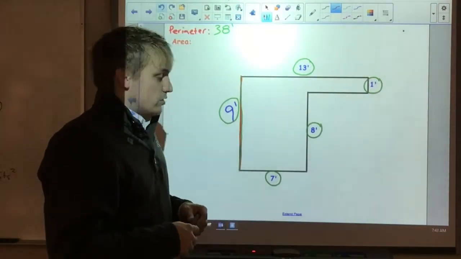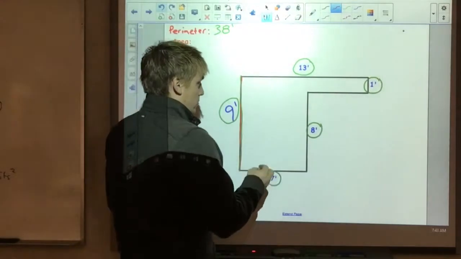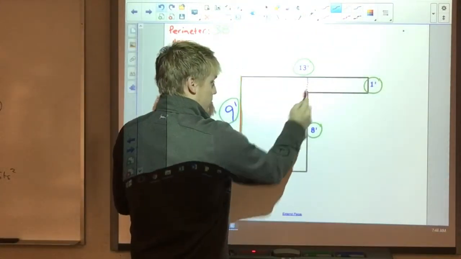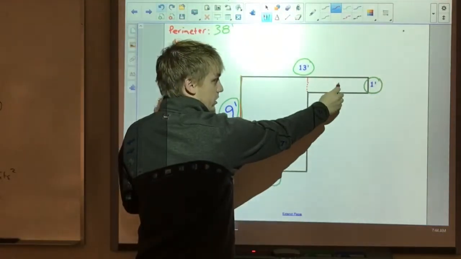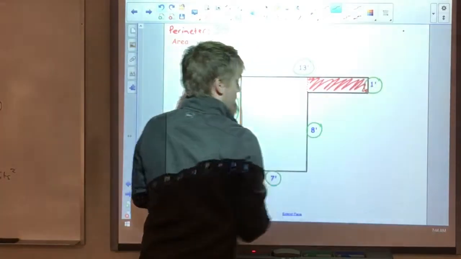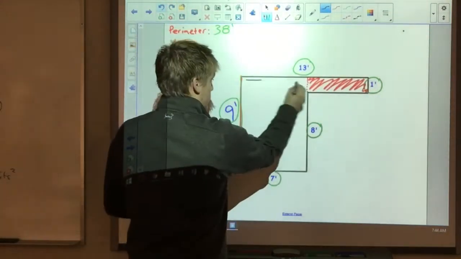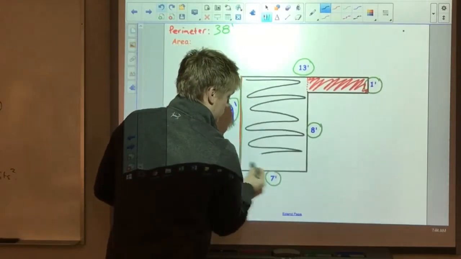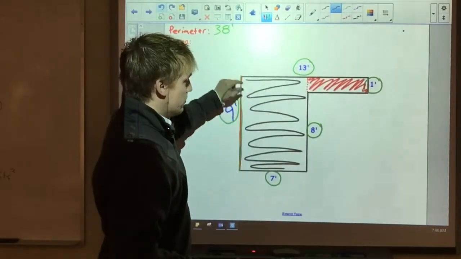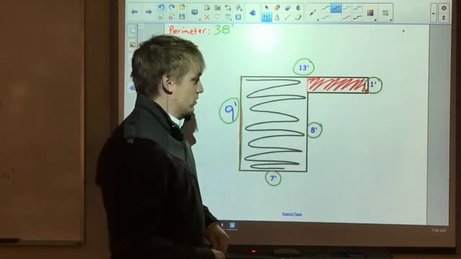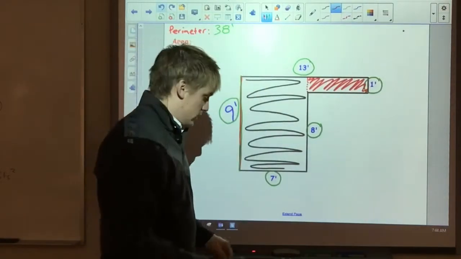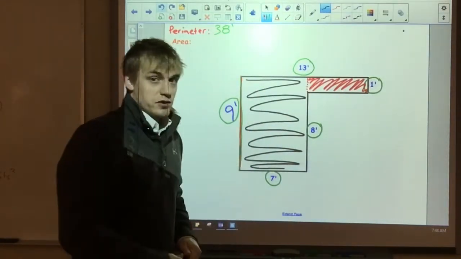As long as you're doing that, then you're good. So if we want to cut this shape up, my first thought is to cut it up like this. So I have a rectangle here, and I have a rectangle here. You could also cut it right here and make a longer rectangle, and then this would be a little bit smaller rectangle. So let's do the big rectangle first.